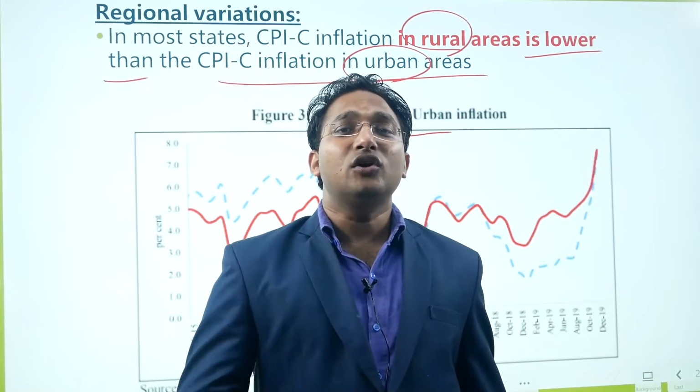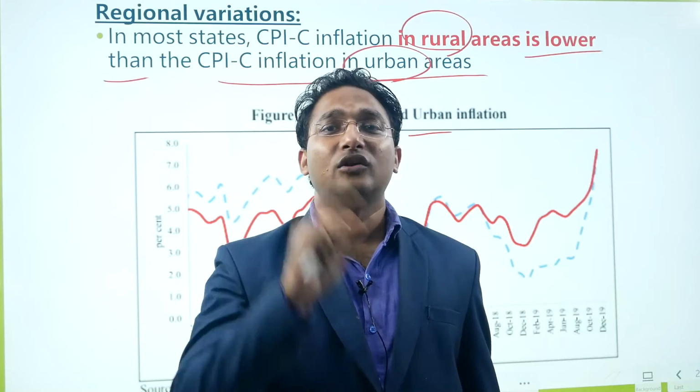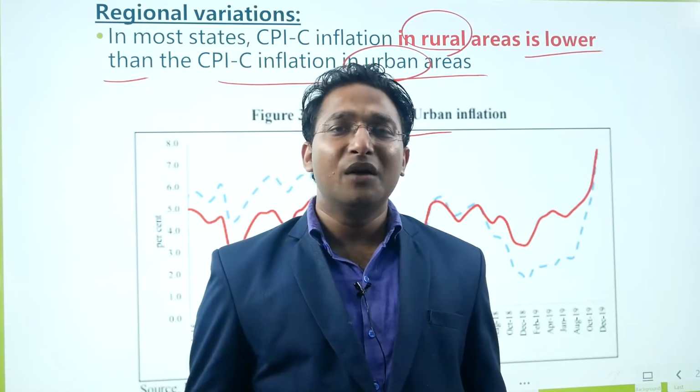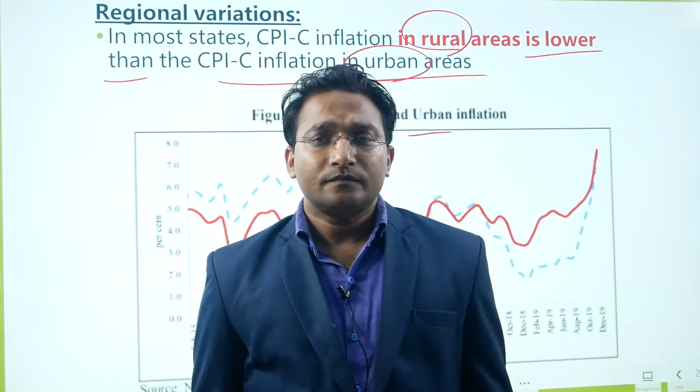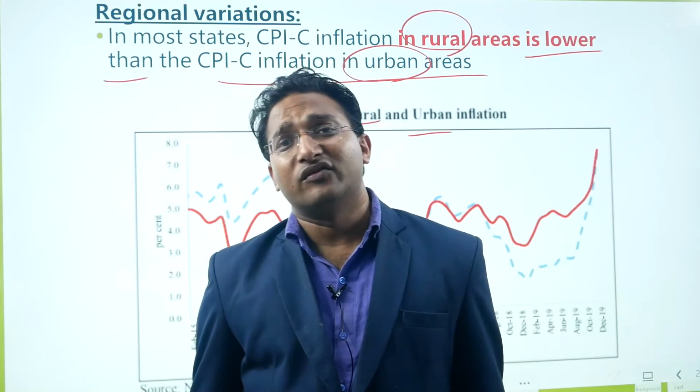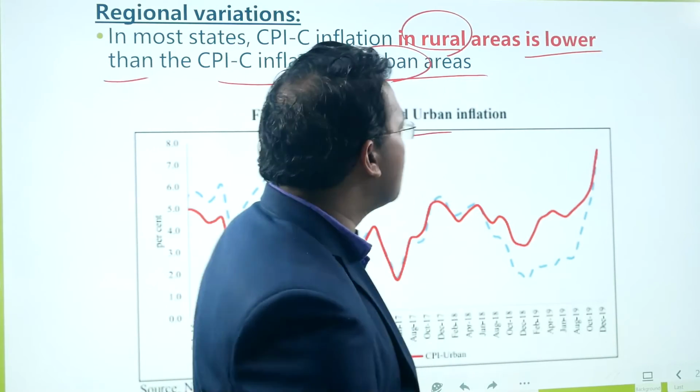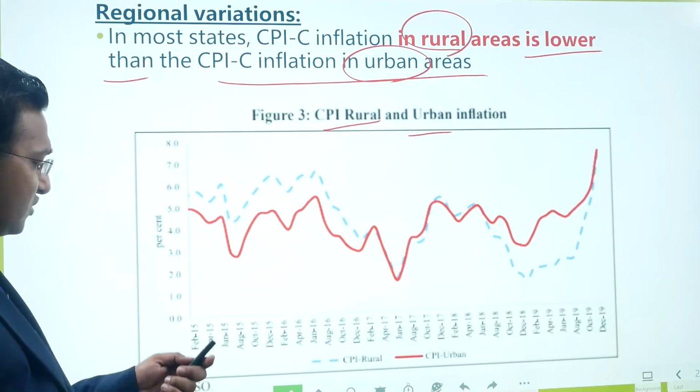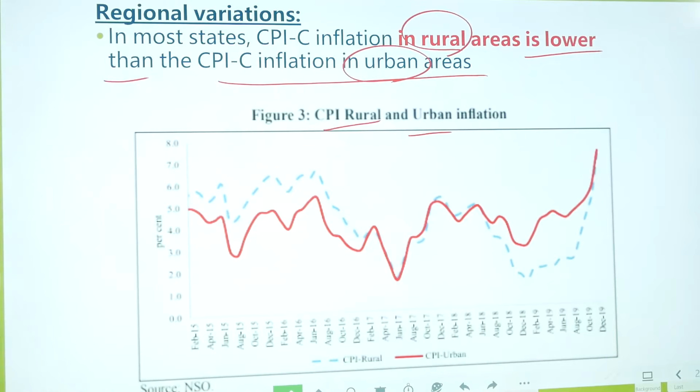So ultimately there are two reasons. One is no middleman or very less middleman, and second, not much increase in the income of the rural people. Because of these two reasons, the rural areas inflation remains low as compared to the urban inflation.